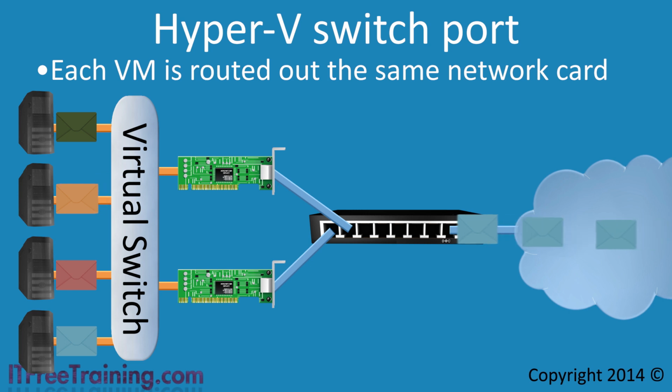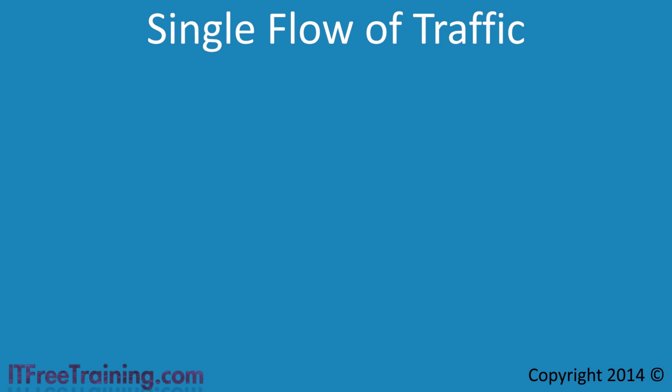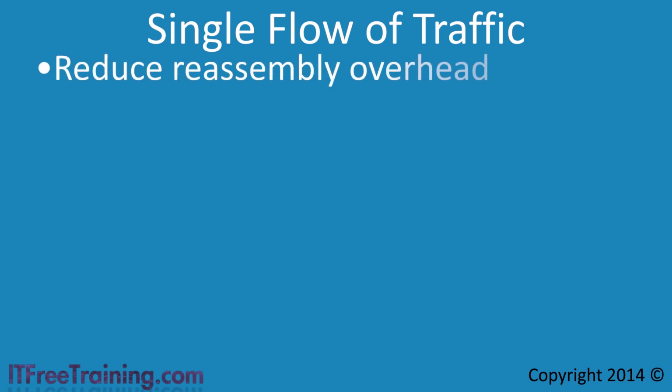Before I look at the last load balancing option, I first want to answer a question that some of you may have been wondering, and that is, why can't outgoing traffic be load balanced out the available network adapters on a packet-to-packet basis? To understand why, consider this. Network administrators will attempt to have a single flow of traffic through the network. This is done to reduce the amount of reassembly when the traffic reaches its destination.